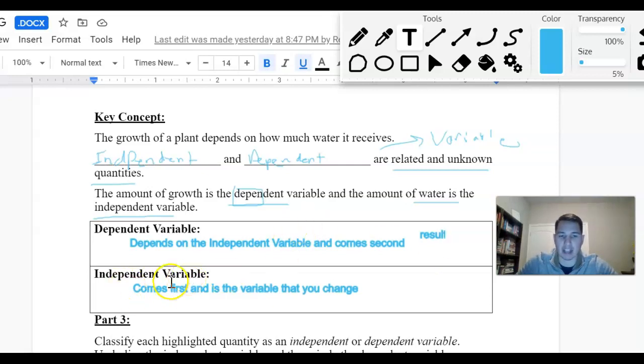And then independent variable comes first and is the variable that you change. We changed how much water we fed the tree, and the result, what comes second, is the tree grows up and down. Okay. So a couple of things I want you to focus on: dependent variable depends on the independent variable. Dependent comes second. Independent is going to come first.